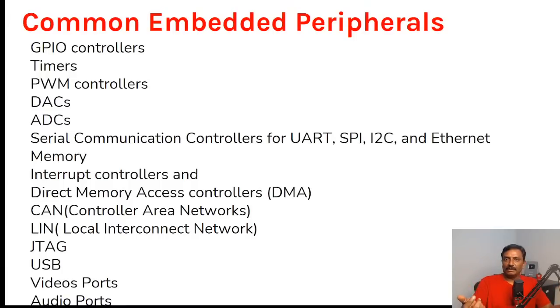And USB master and slave is there. You could use it for storage or communications. Video ports and audio ports are used for DSP processors. Apart from this, you also have TFT controllers and HDMI controllers, which I have not included, but these are all the common embedded peripherals found on microcontrollers, DSPs, and FPGAs.